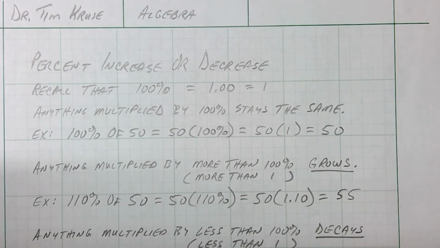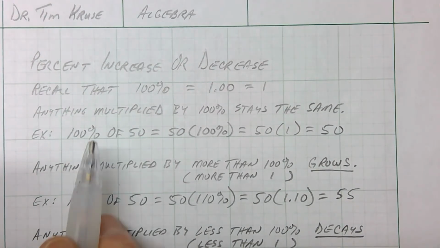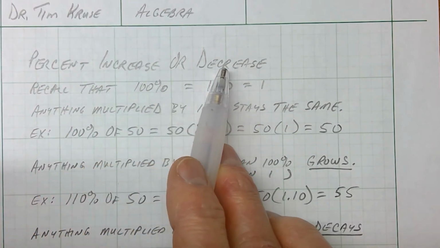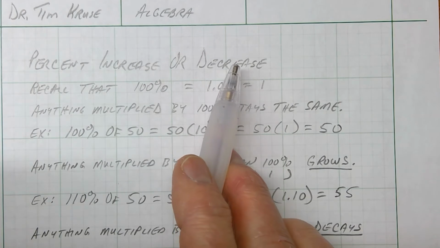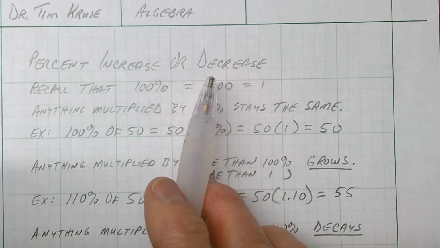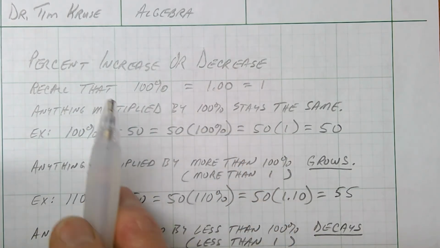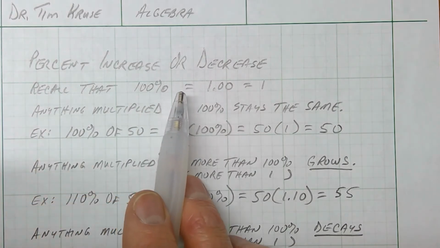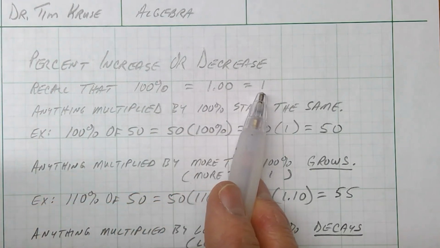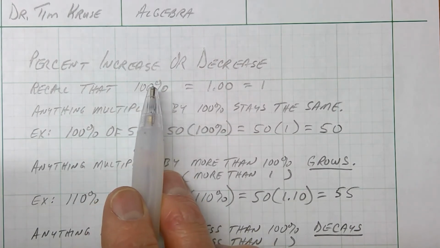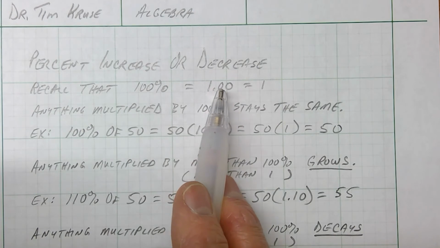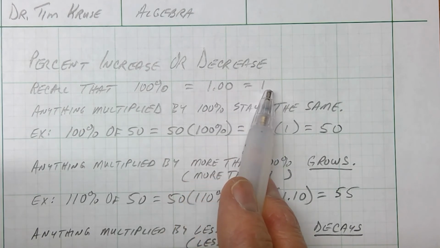All right, now we're going to do a couple more word problems, but we're going to change the wording just a little bit. We're going to phrase it in terms of percent increase or percent decrease. So it's still kind of the same problem, same formula, but we have to phrase it a little differently. So recall that 100%, if you change it to a decimal, is 1. You just knock off the percent sign and move the decimal 2 places to the left, and now you have 1.00, which we just say is 1.